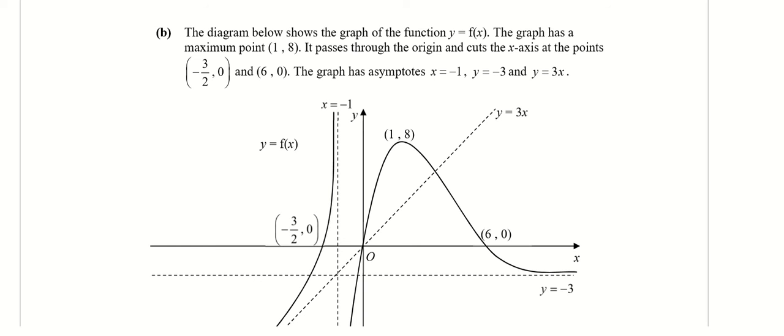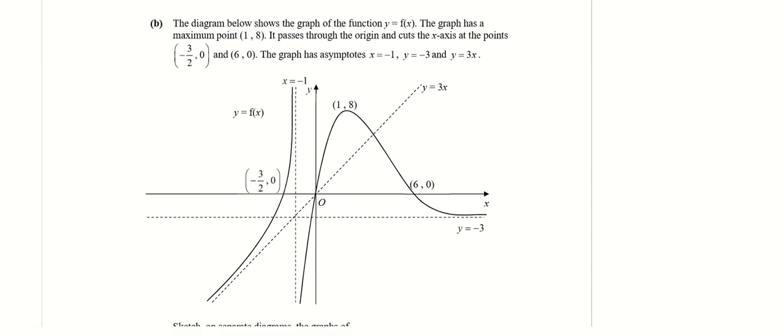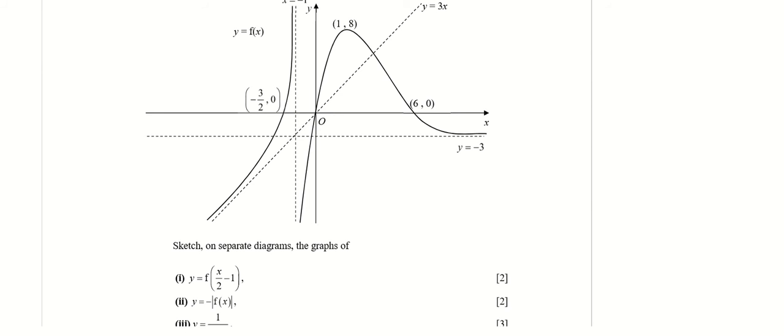Okay, part B, you're supposed to draw transformation graphs. So let's take a look at the first one. The first one is to draw the graph y equals f(x/2 − 1). First things first, take note there are two transformations. One of them is your scaling, the other one is your translation.